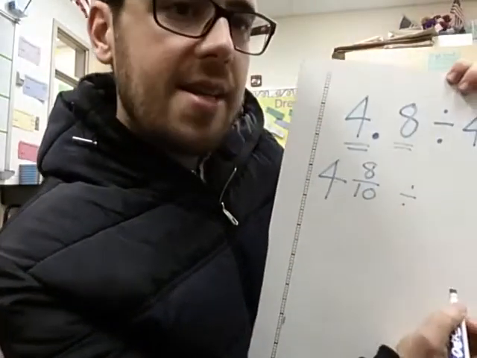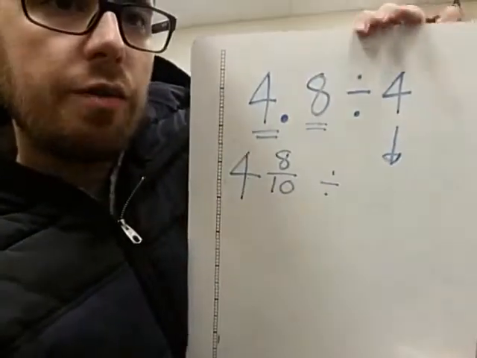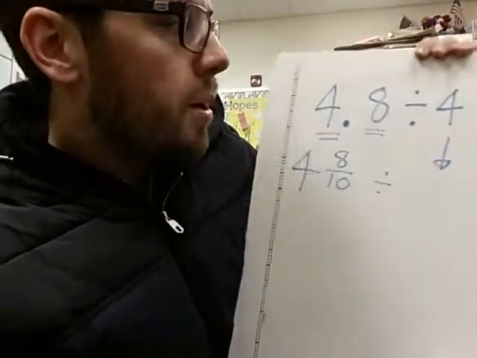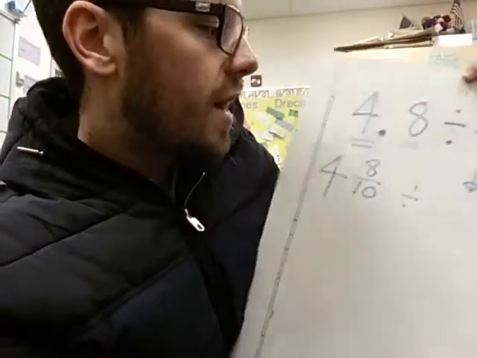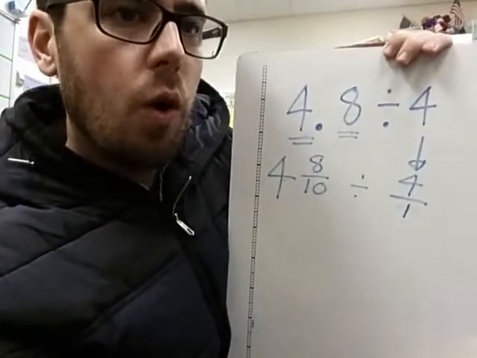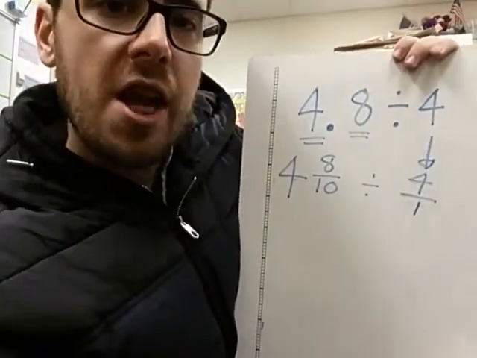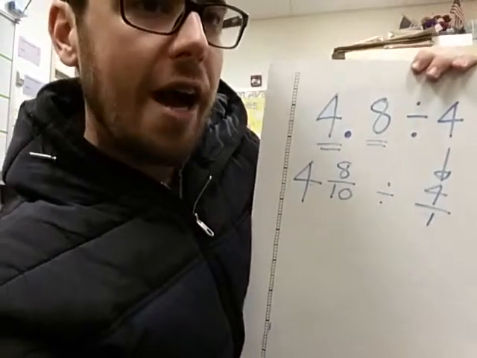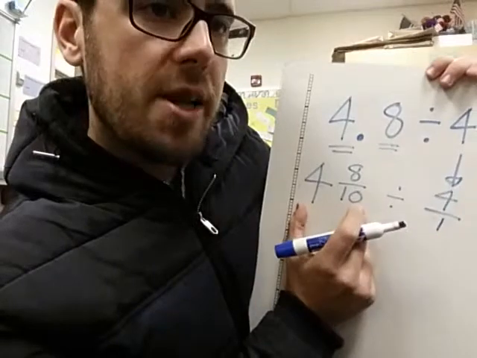Now, let's rewrite our problem. We've got 4 and 8 tenths divided by 4. Now we got to turn this into a fraction as well. Now remember, 4 is the same thing as 4 wholes, so all you got to do is write 4 over 1, or 4 wholes, okay? All right, so now we've got our new problem. We've changed it happily into 2 fractions, and uh-oh, my goodness, we've got a mixed number here.